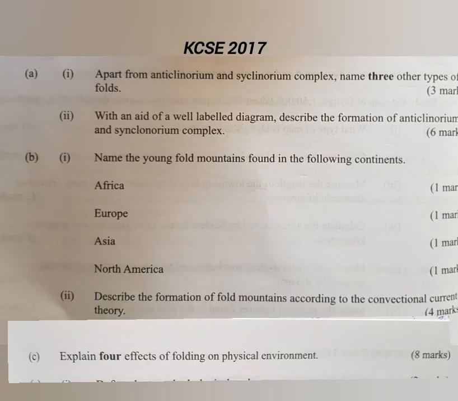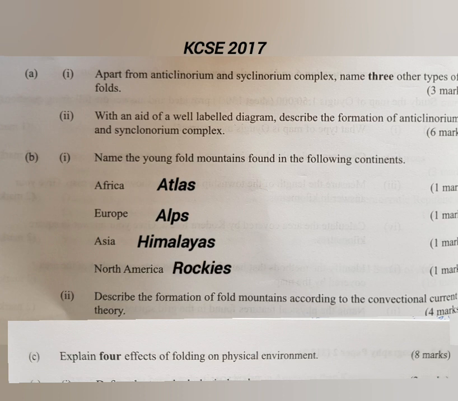Question 8b, Roman 1. Name the young fold mountains found in the following continents. Number 1, we have Africa. Which young fold mountain do you know in Africa? Number 2, Europe. Number 3, Asia. Number 4, North America. So you give a young fold mountain. The question is very specific. Young fold mountain. In Africa, we have Atlas. In Europe, we have Alps. In Asia, we have Himalayas. In North America, we have Rockies.